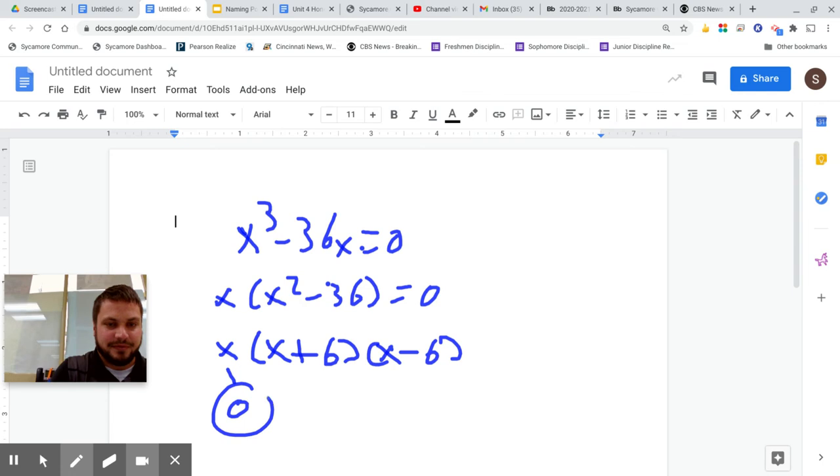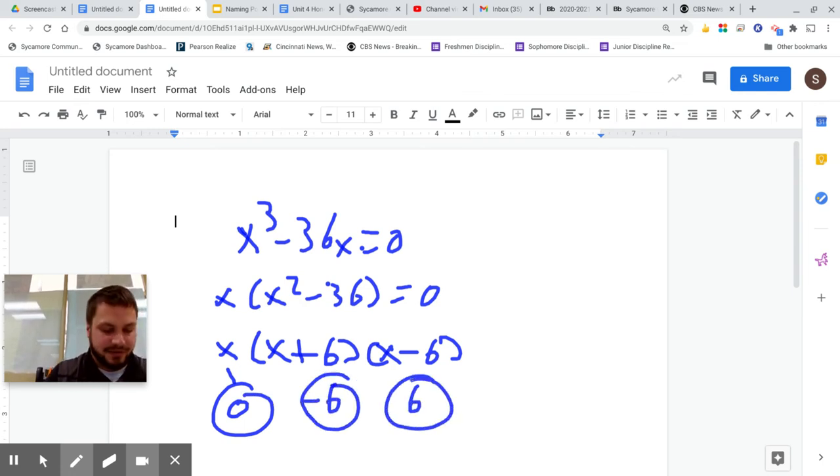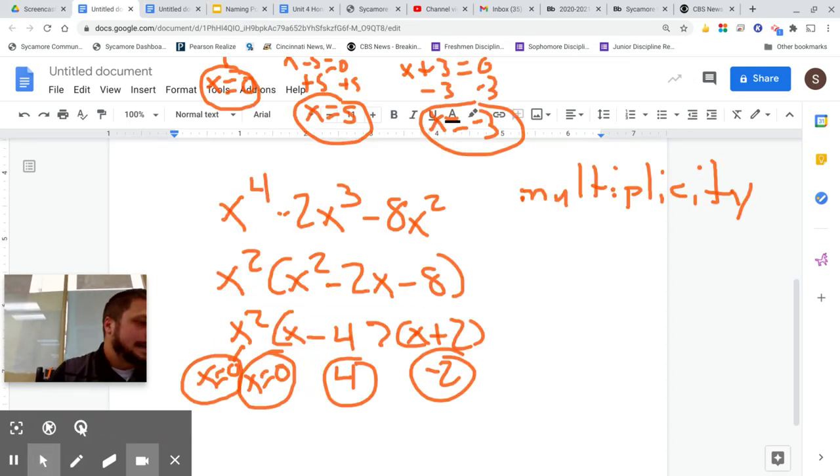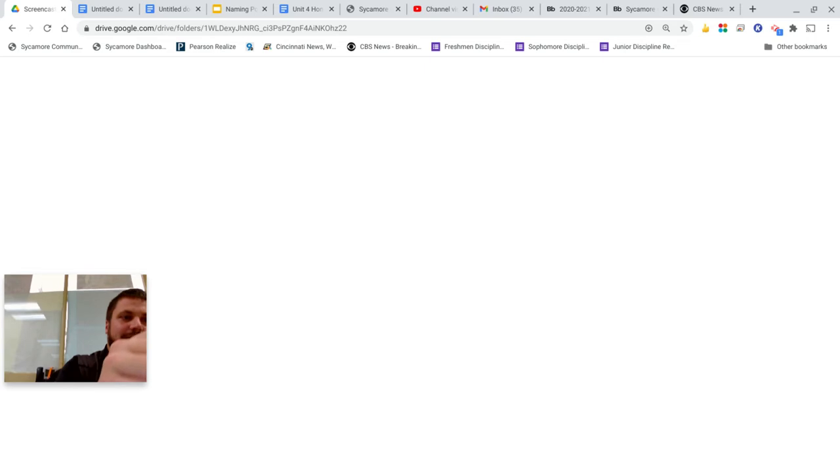Again, this gives me an answer of 0. This gives me an answer of negative 6. This gives me an answer of 6. Each of those have multiplicity of 1. Okay, so you're factoring it out there and then finding the zeros. Okay, factoring out an x using some sort of factoring of a quadratic to find these zeros. Okay, not too bad. Okay, the next thing is let's go back to this idea of multiplicity. We can do that.